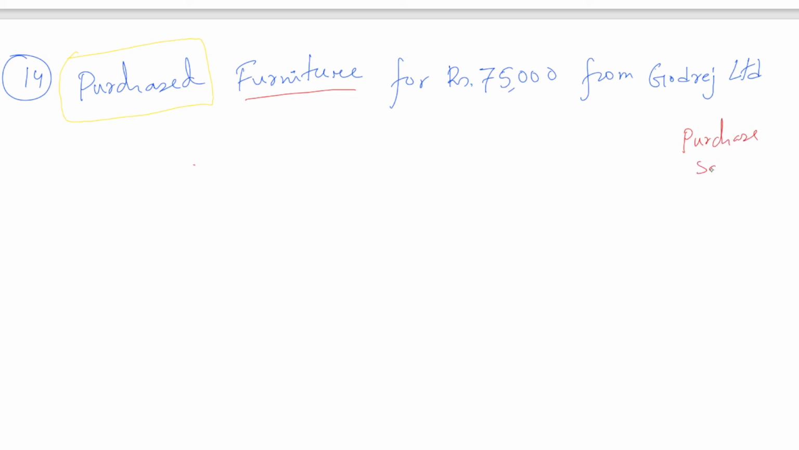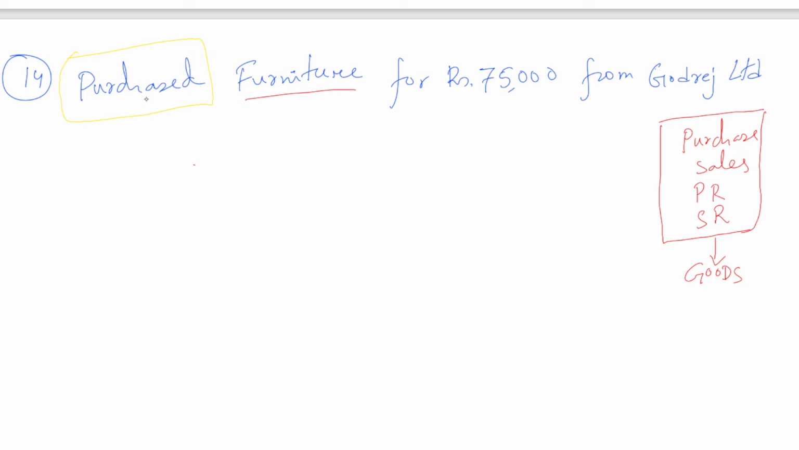Purchase, sales, purchase return, sales return. All these things we will write only if it is goods. Only in case it is goods, right? If it is goods, then only we'll write these things. Otherwise, we do not write purchase, sales, and all these things. If it is an asset, then we will name that asset.